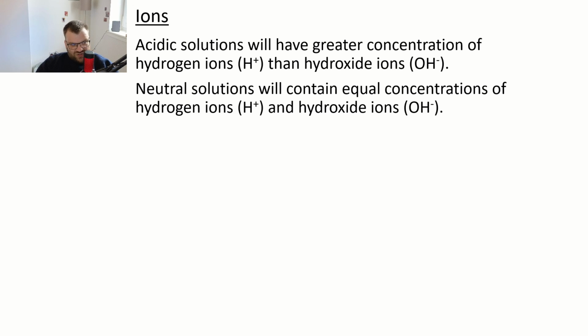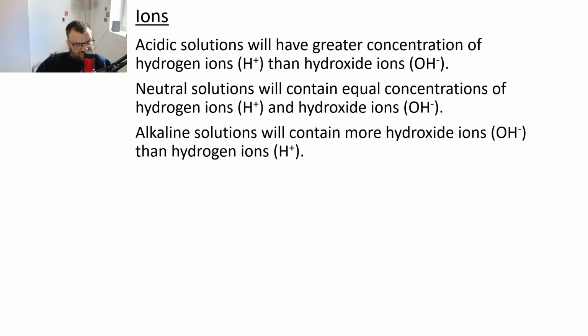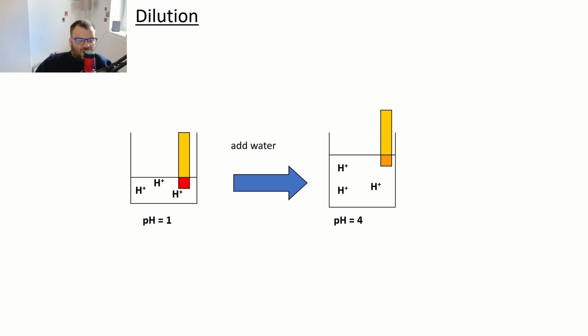If we're dealing with neutral solutions, they will have equal concentrations of H+ and OH-, and alkaline solutions will have more hydroxide ions than hydrogen ions. If, for example, the acidic one sticks in your head better, more H+ than OH-, alkalis is just the opposite. In neutral it's equal. And we'll talk about what happens when you add water to these solutions.